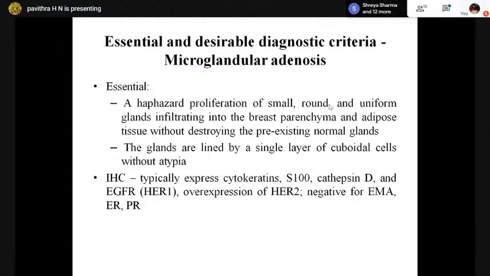So this is also one of the pictures. The same thing you can see. They are monolayered and they have distinct basement membrane.